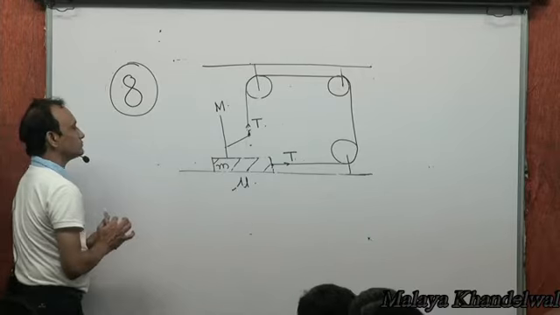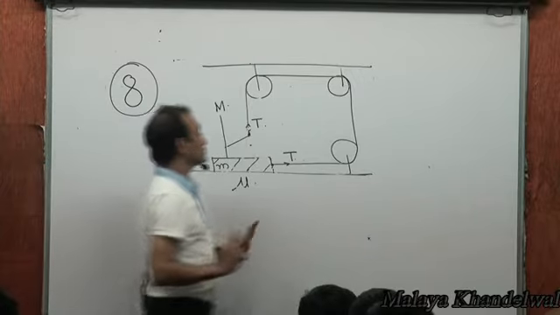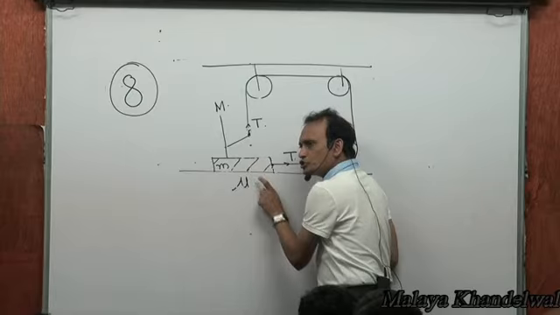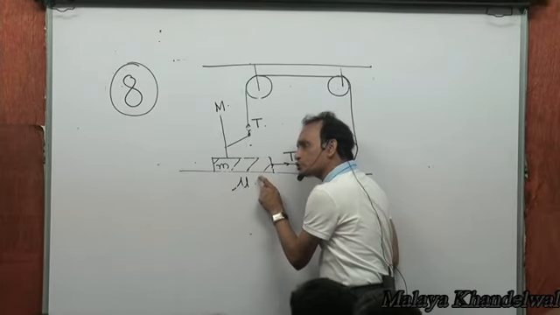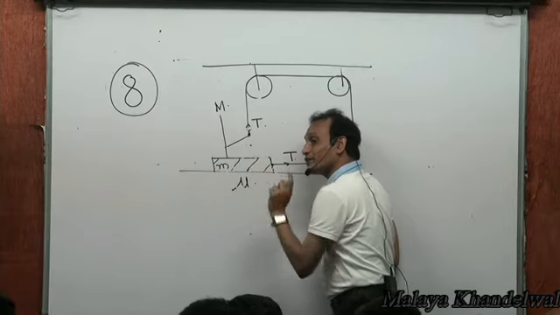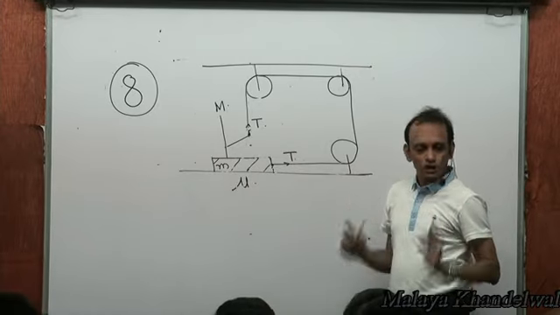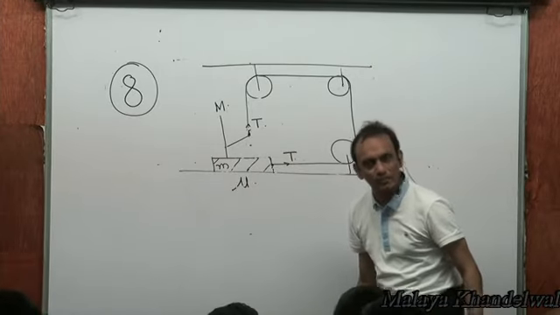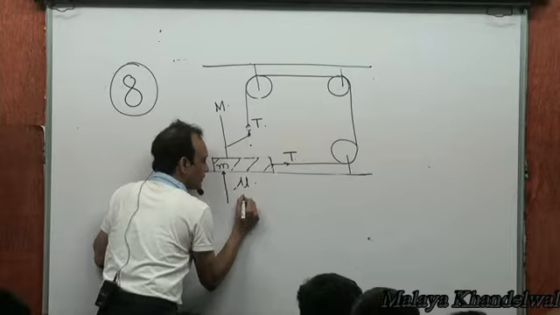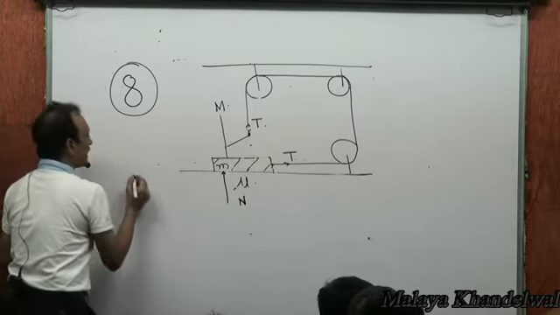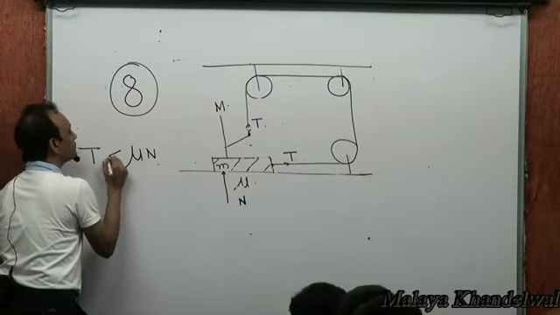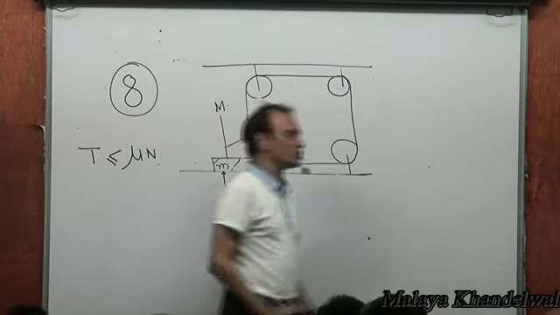Okay. First of all, look, in order that the block does not slip on the ground, T should be less than or equal to the maximum static friction between the block and the ground. Yes or no? Now, if the normal reaction between the block and the ground is N, what is the maximum static friction between the block and the ground? Mu N. And T should not exceed this number. T should not exceed this number, yes or no?